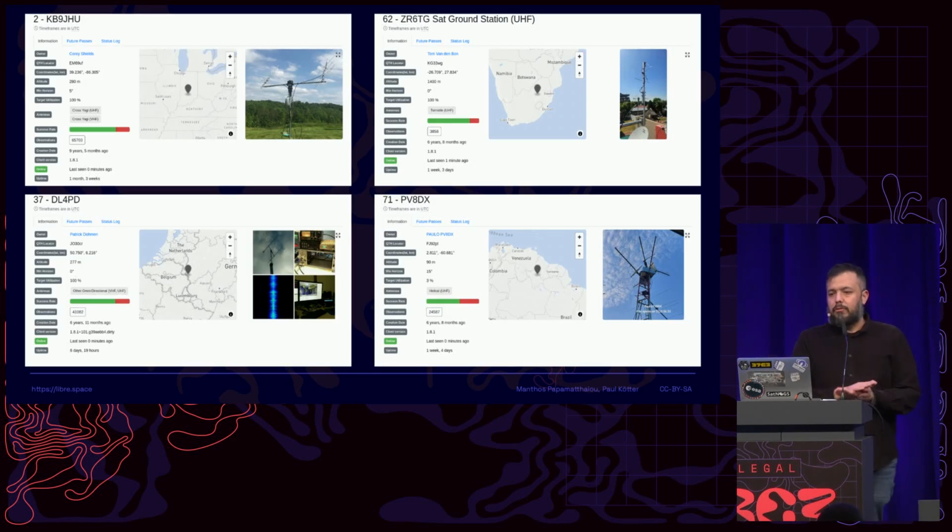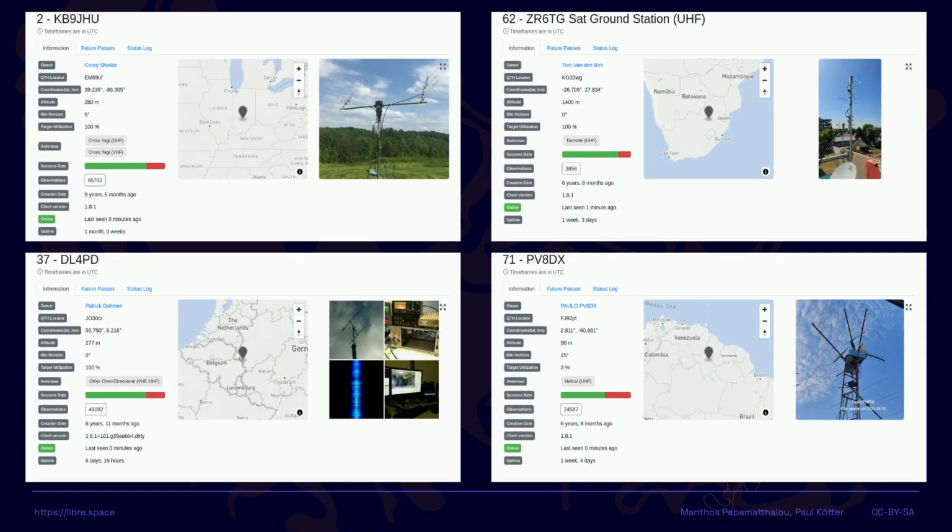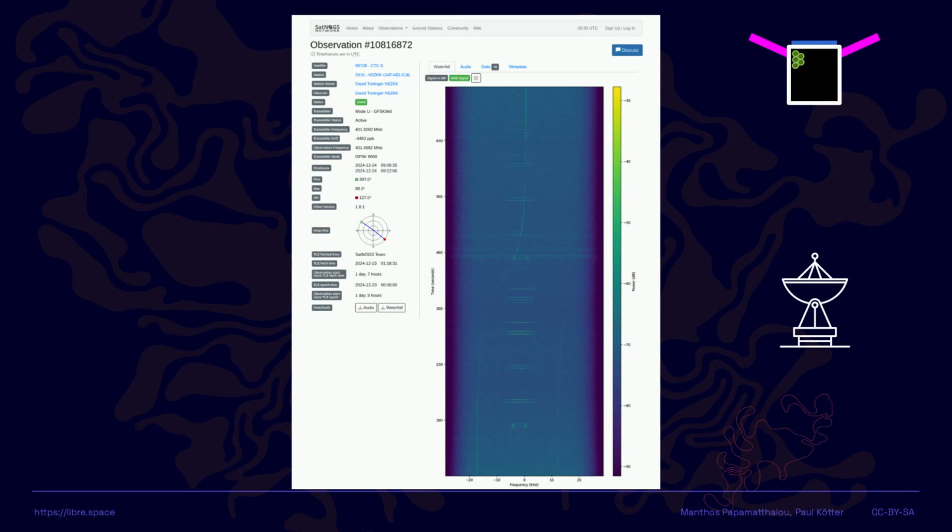And here you can see some ground stations. A ground station can be something small, with a small omnidirectional antenna, or it can be big directional antennas that are moving, following the satellite path in the sky, or big dishes. There are many options for satellites. It can be only downloading data, or we can also send commands. And this is what we call an observation.